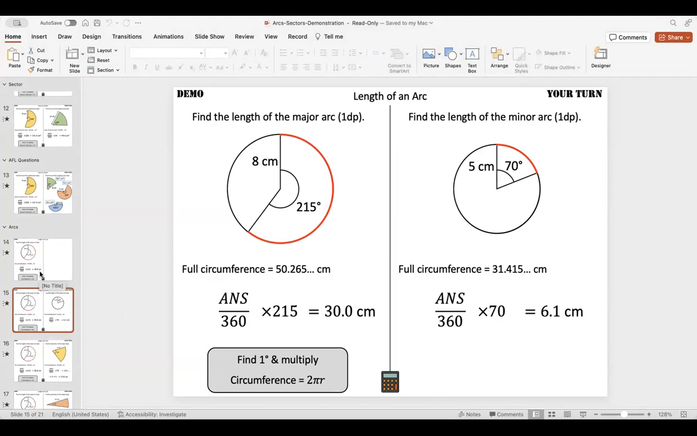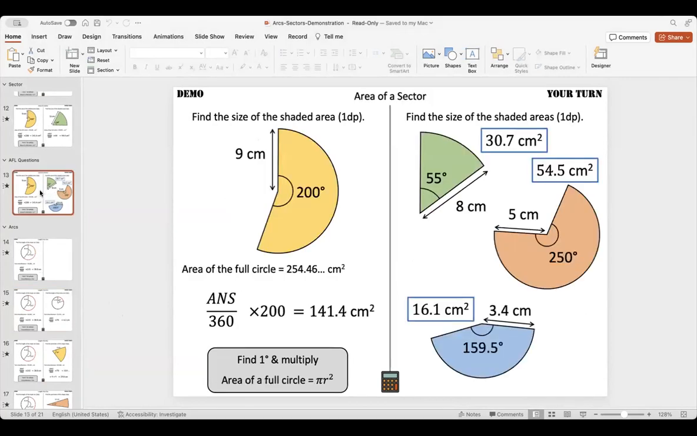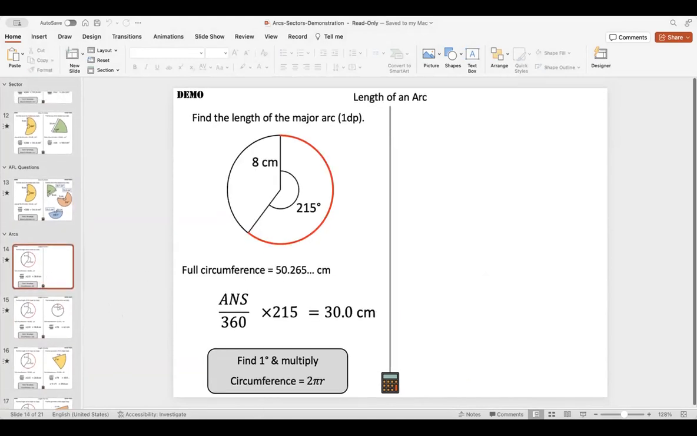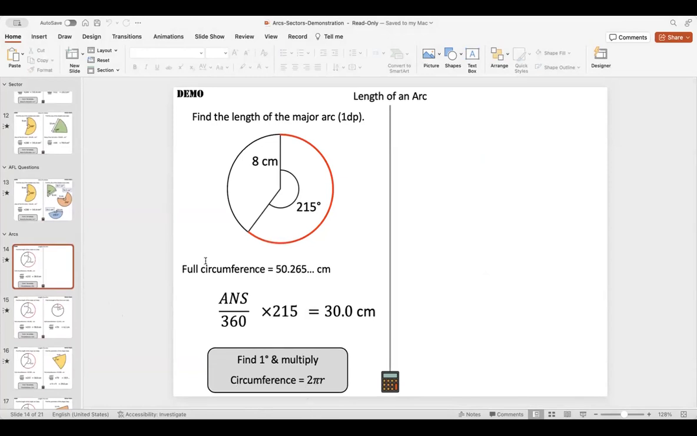So now we want to find the length of an arc of the circumference. How do you find it? It's going to be a fraction of the whole circumference. For example, the formula to find the circumference is 2 pi r. The circumference of this circle on the screen here is 50.265.